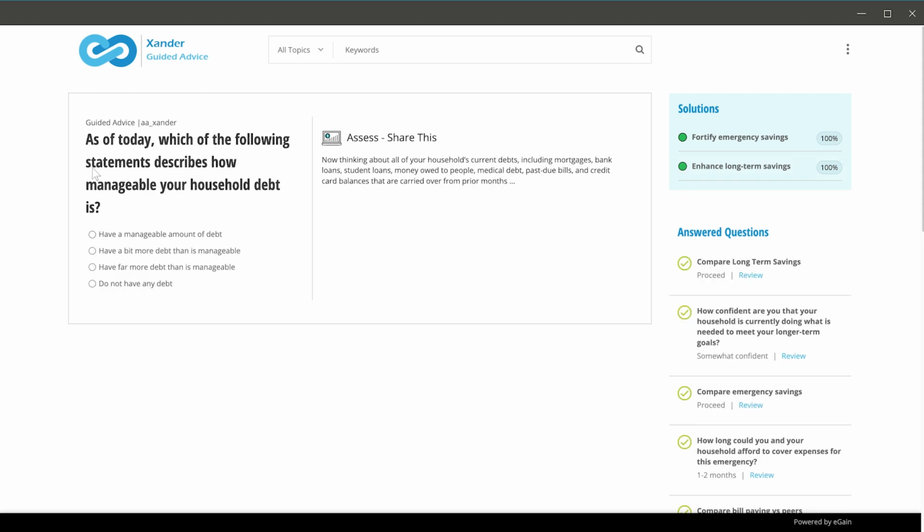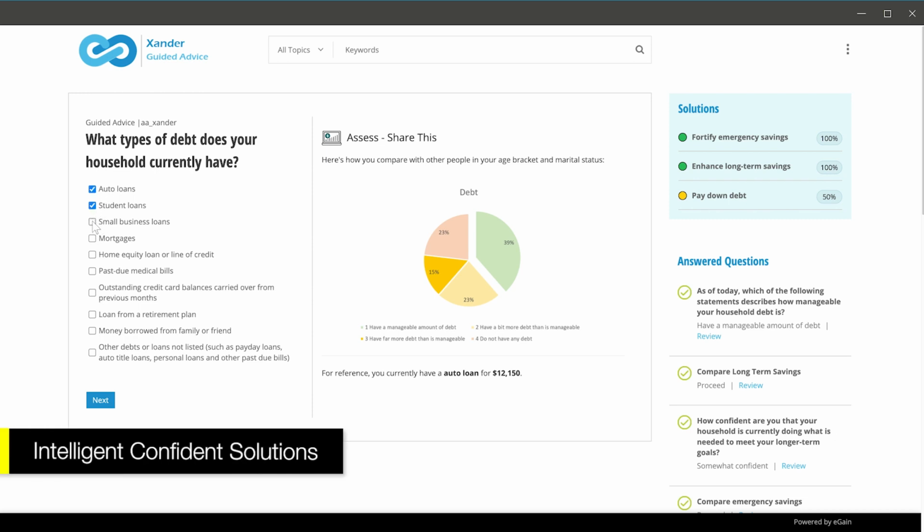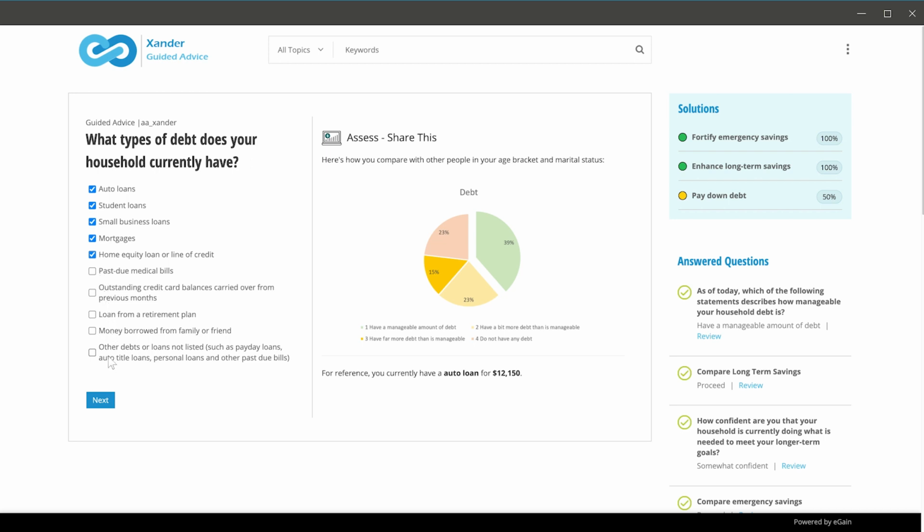As we now choose that existing debt is manageable, we see the system again considering a potential solution around paying down debt, but as the customer does not have any indicators of additional challenges in this area, with no unusual or high-interest debt types, that recommendation will disappear.